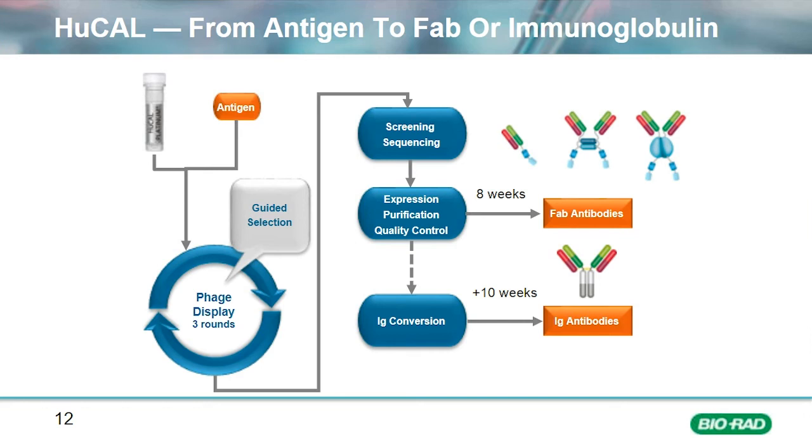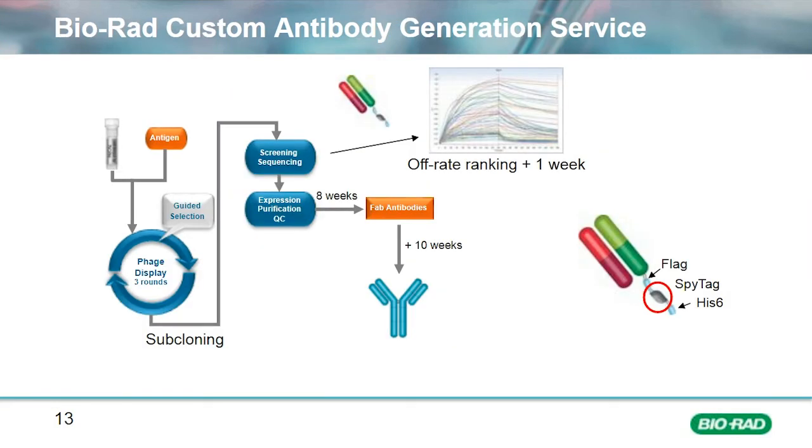Now we have a new technology which underpins the TrailBlazer product range called SpyTag. And what SpyTag enables us to do is add further flexibility to the formats that we can deliver at the end of the project. For many of our projects, the process now looks more like this. So we tend to subclone into a monovalent Fab expression vector, which produces the Fab with, amongst other things, a 13 amino acid SpyTag on the C term of the heavy chain of the Fab.